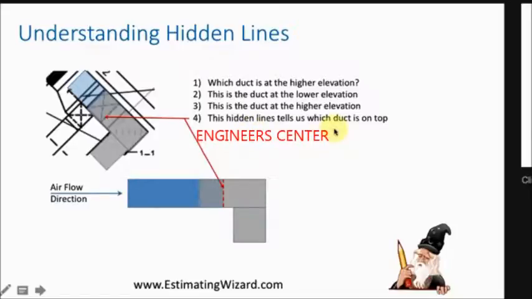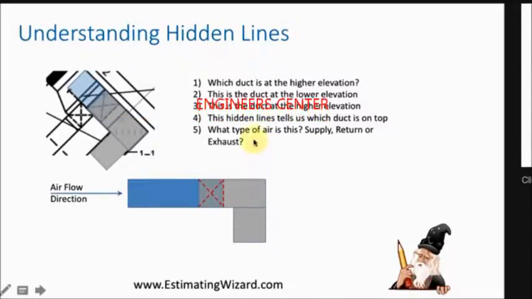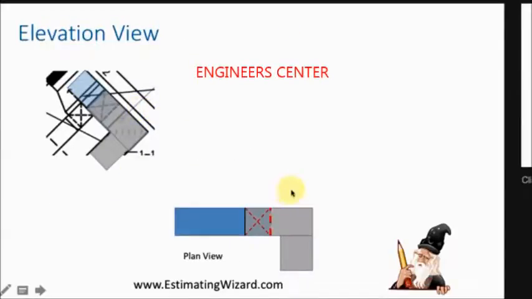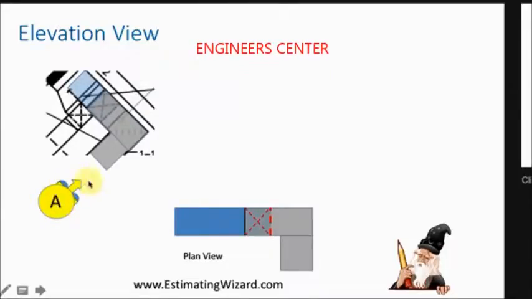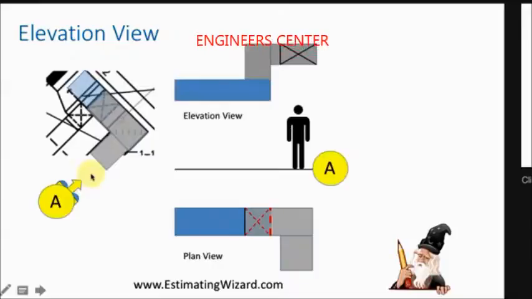So that tells us which duct is on top. That hidden line belongs to this duct underneath, so it is underneath. This one's on top. What type of air is this? Supply, return, or exhaust? You can see the symbol there. That's a supply. So now elevation view, if you were to stand over here and look in this direction, this is what you would see.